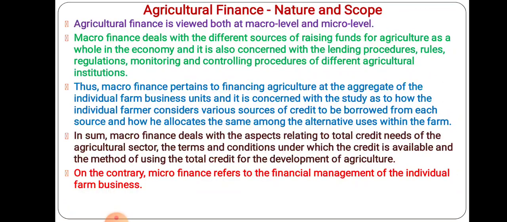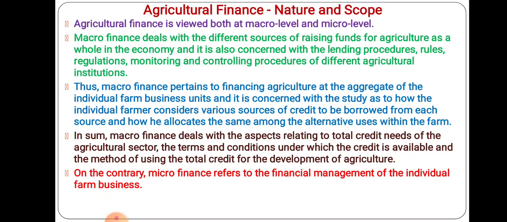Then the next one is the nature and scope of agriculture finance. Agriculture finance is viewed both at the macro level and the micro level. At the macro level, macro finance deals with the different sources of raising funds for agriculture as a whole in the economy, and it is also concerned with the lending procedures, rules, regulations, monitoring and controlling procedures of different agricultural institutions.